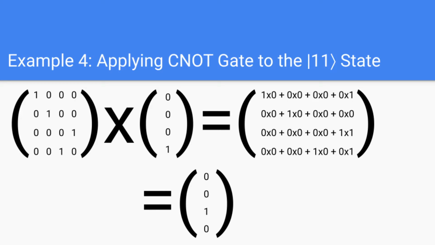Finally, we can take a look at what happens when we apply the C0 gate to the 1, 1 state. Like usual, we just multiply the two matrices together, and in the end, we get back the matrix 0, 0, 1, 0, which means that we have a 100% chance of collapsing into the state 1, 0 when measured. This makes sense, as our control qubit is 1, and our target qubit is also 1. So our target qubit will flip as our control qubit is 1, bringing the target qubit value to 0 instead.